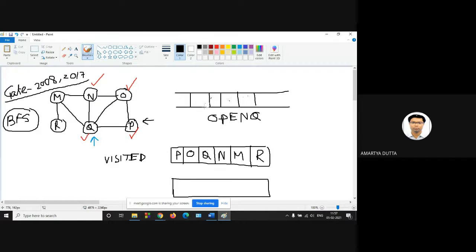So first, what should I write? How to proceed? Anyone? Srimoy? Sir, first in the open queue, P will be there, O will be there, and N, M will be there. First Q is written in the open queue. Okay. Then explore the queue.